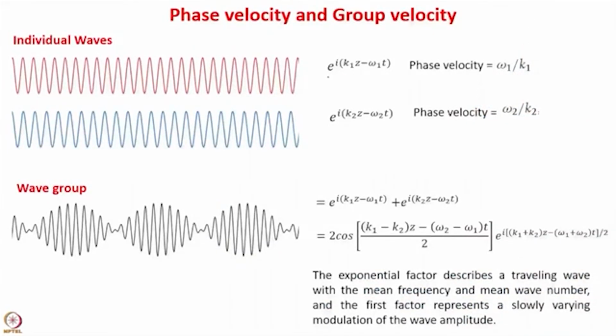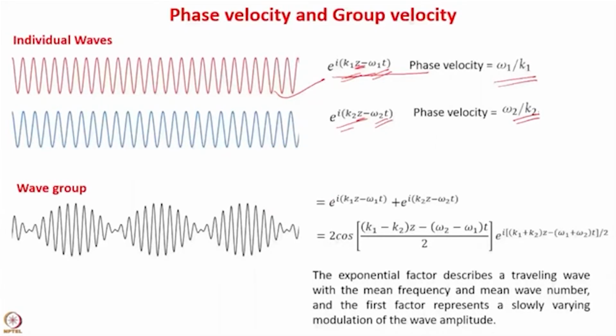Let's say we have two individual waves of slightly different wave numbers and slightly different frequencies. The first wave has a wave number k1 and the second wave has a wave number k2. These are slightly different from each other. The first wave has a frequency omega 1 and the second wave has a frequency omega 2. Again, these are slightly different from each other. The phase velocity of the first wave is given by omega 1 by k1 and the phase velocity of the second wave is given by omega 2 by k2. Both of these waves are propagating in the z direction.